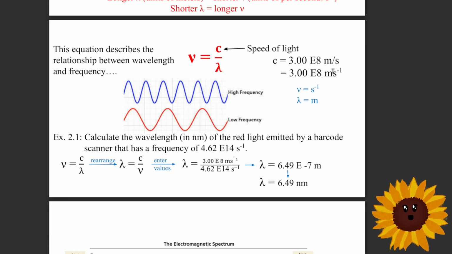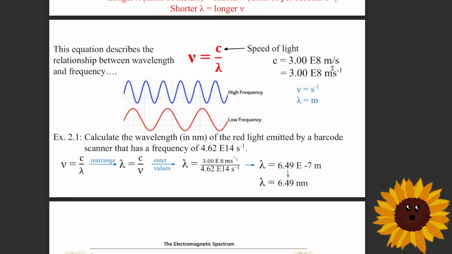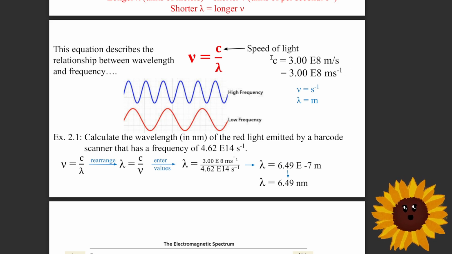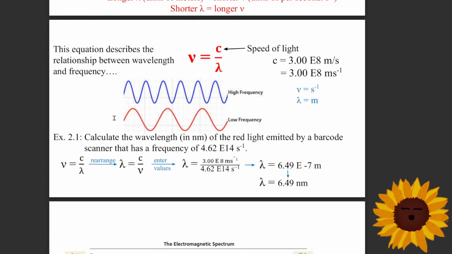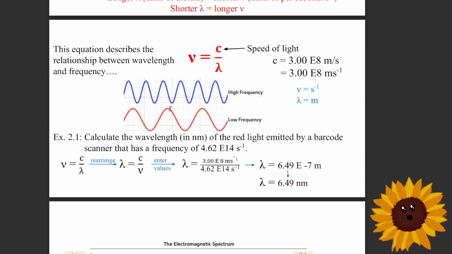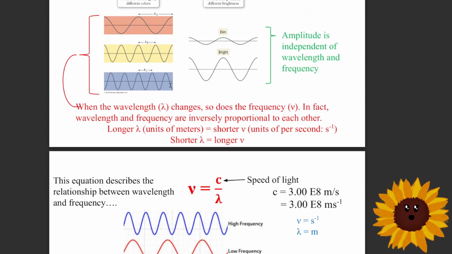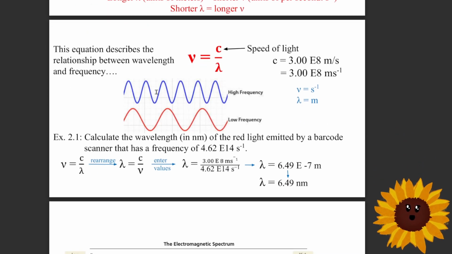m over s is the same as m times s to the -1. If m was to the -1 and it was times s, then it would be s over m, if that makes sense. And then we have wavelength divided here. So we can see a high frequency here, where it's really fast, and we see a low frequency here. And you can see low frequency is closer to red, and high frequency is closer to blue.